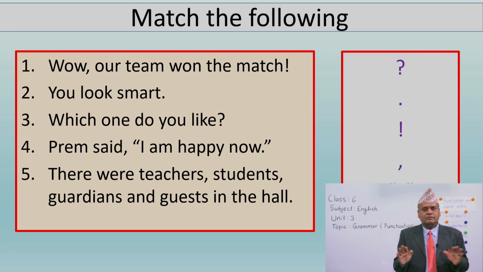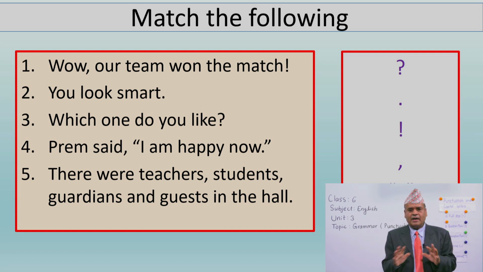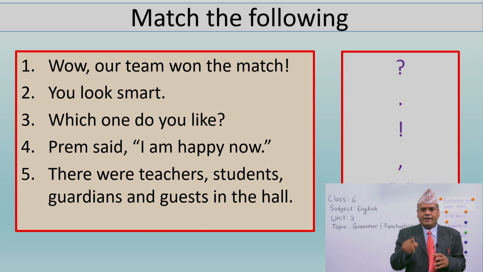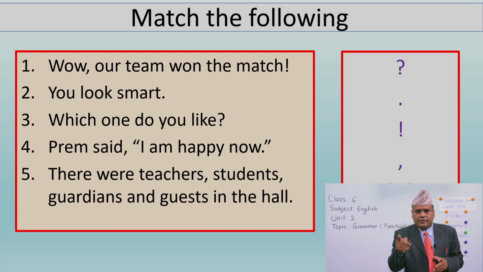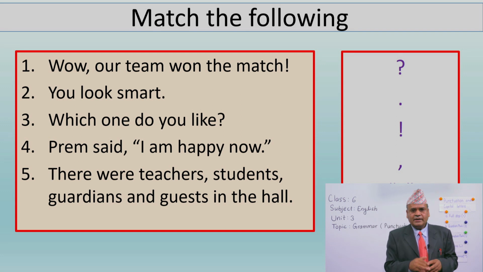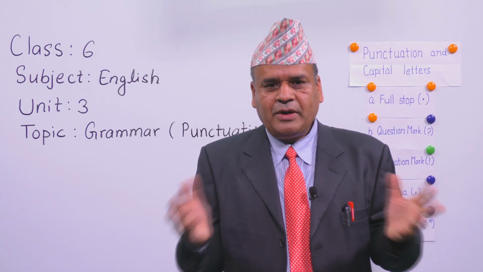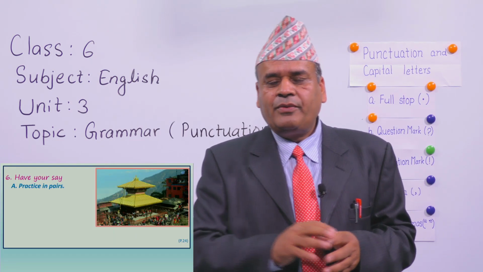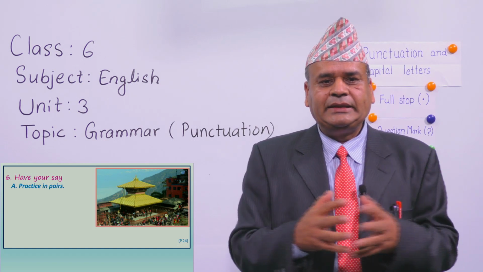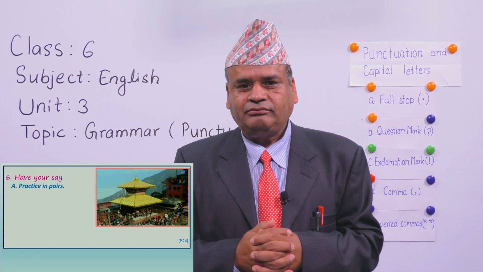There were teachers, students, guardians, and guests in the hall. So we are using commas one after another. So teachers, students, guardians, and guests in the hall. So we have chosen different marks and we have used them. Dear students, I hope you have learned how to use them. Okay, after this, we are going to do something heavier.